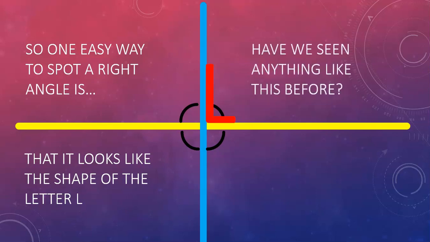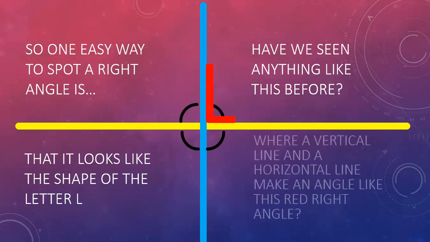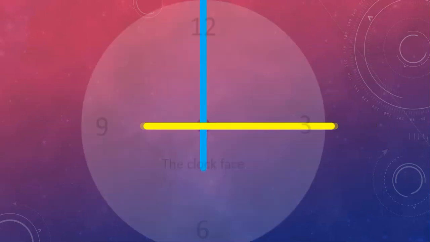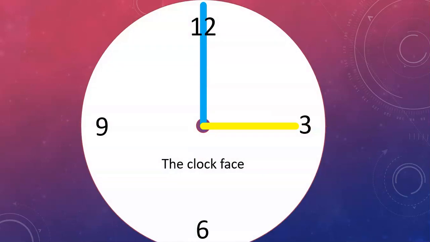Have we seen anything like this before? Where else have we seen a vertical line and a horizontal line that make an angle like this red right angle? That's right, when we were learning about time. The hour hand and the minute hand here are two lines, a horizontal line and a vertical line, and they are meeting, creating a right angle.